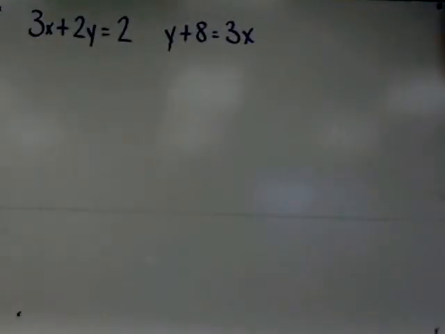In this system of equations problem, I know that 3x plus 2y equals 2, and I know that y plus 8 equals 3x. As you can see, neither of the equations read x equals something or y equals something, which is a change I'm going to have to make before I begin. I can choose which equation I want to read x equals something or y equals something.